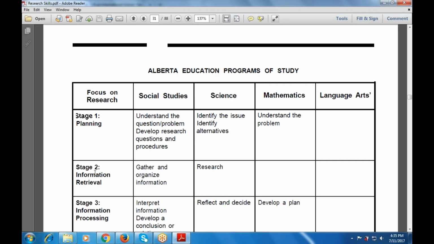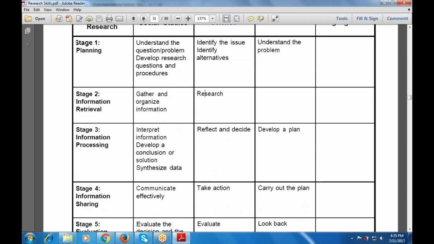Then stage 2 is information retrieval. Gather and organize the information: how we can gather the information, how we can organize. Gathering means collecting, organizing means dividing into the multiple criteria. Then next is in the science, there's the research, then information processing. It includes, yes, the same stages that we have discussed.